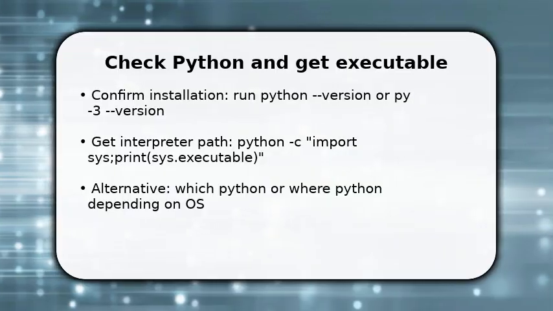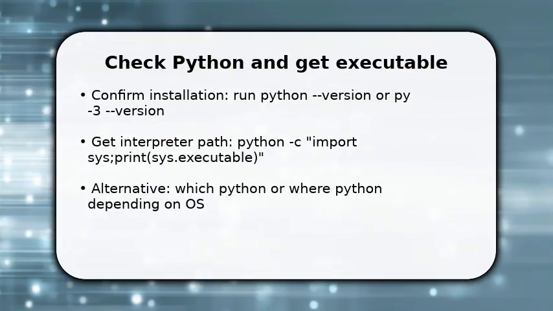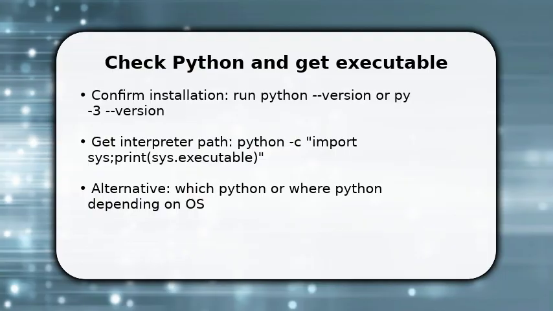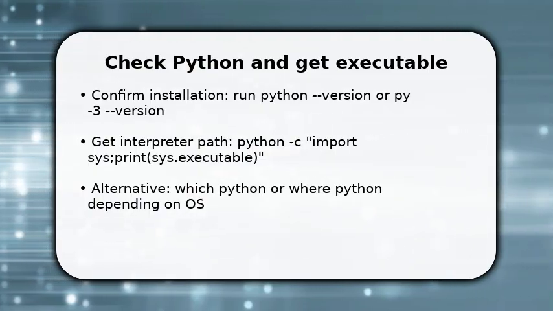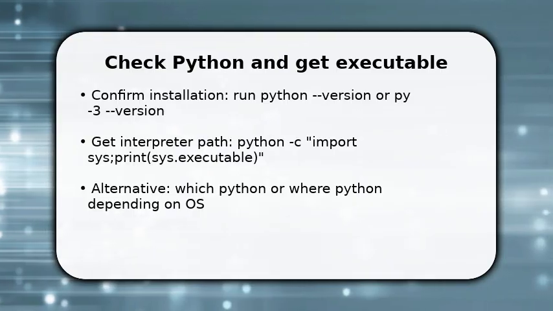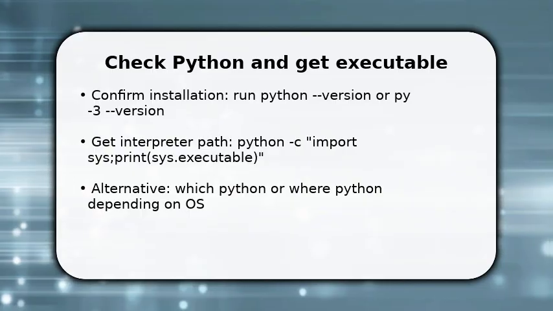You'll start by confirming Python is available and then fetch its executable path. Open a terminal or command prompt, run python --version or python3 --version to confirm. Once confirmed, run python -c "import sys; print(sys.executable)" to print the full interpreter path.